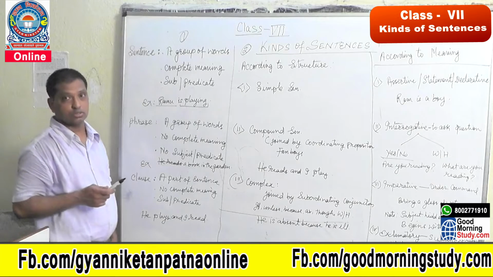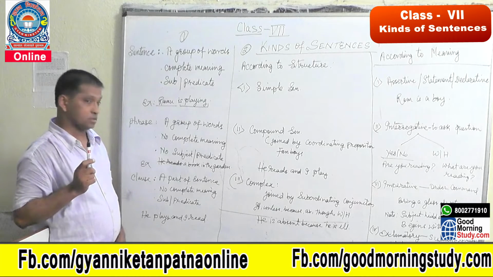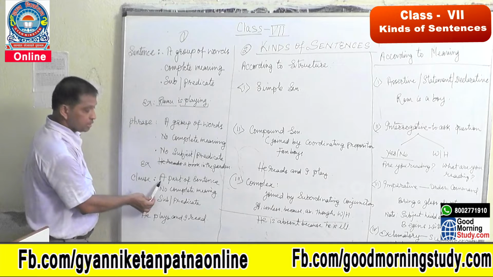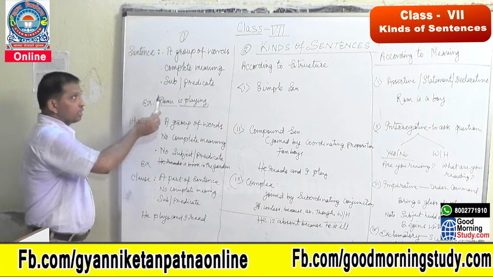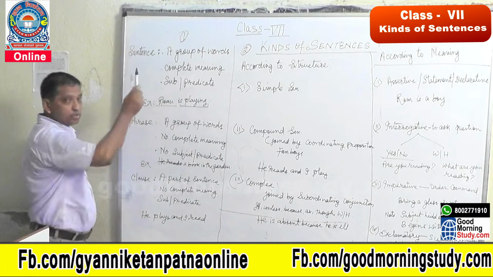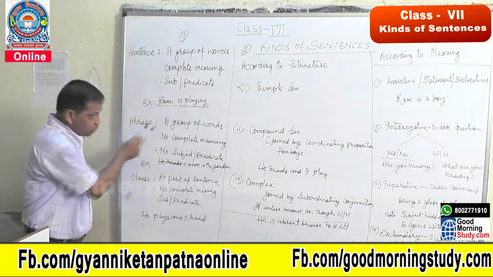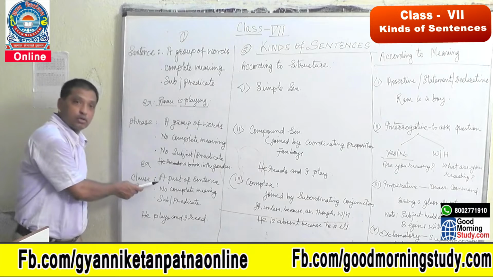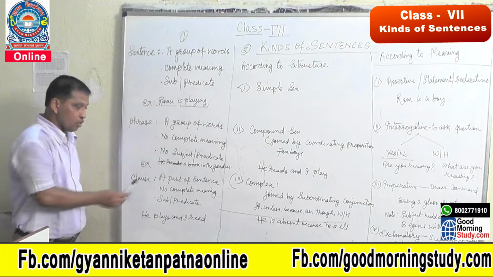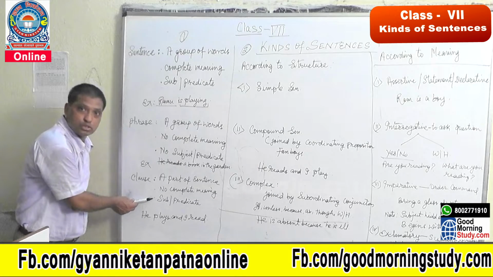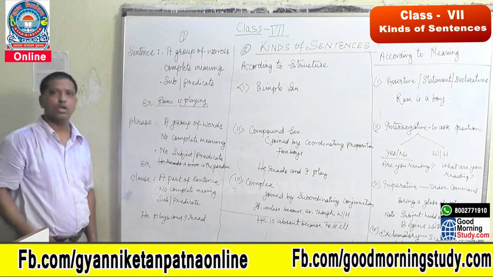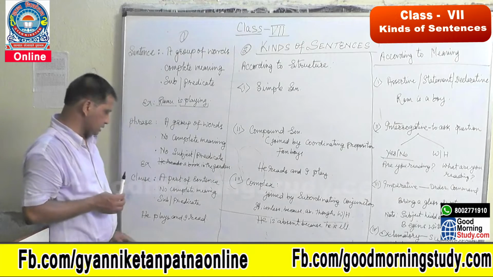Now come to the third part, that is clause. What is a clause? Here make a difference. The first thing is that it is a part of a sentence. Sentence was a group of words, phrase was a group of words. Here, a clause is a part of a sentence which has not the complete meaning but it has its own subject and predicate. Take one example to understand.